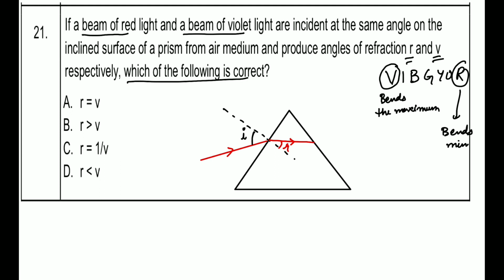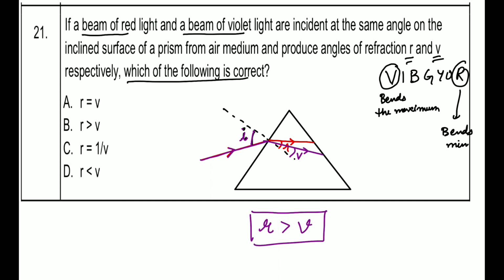Okay, great. Now let's say at the same path I'm bringing my violet light, right? Obviously the angle of incidence is the same, but it will bend towards normal more. It will bend towards normal more, and this will be my angle of refraction, that is your angle V. So by making the diagram, I can actually see very nicely that your angle R is greater than your angle V.